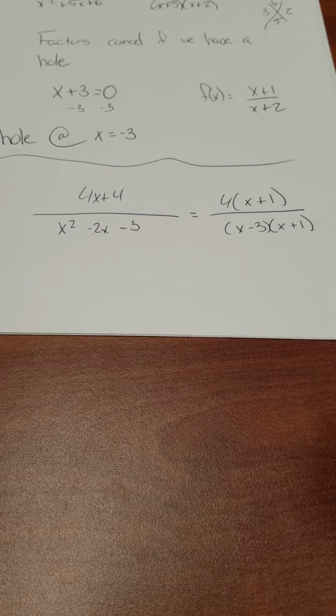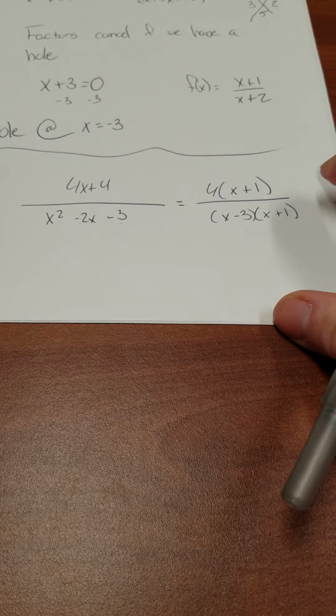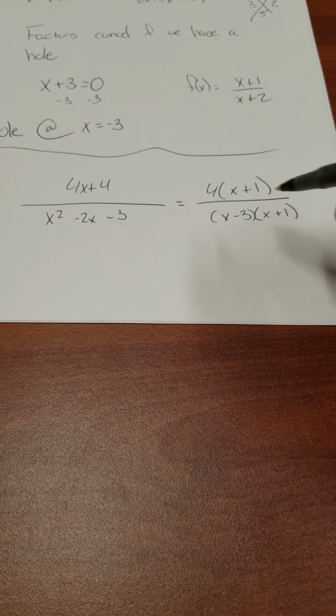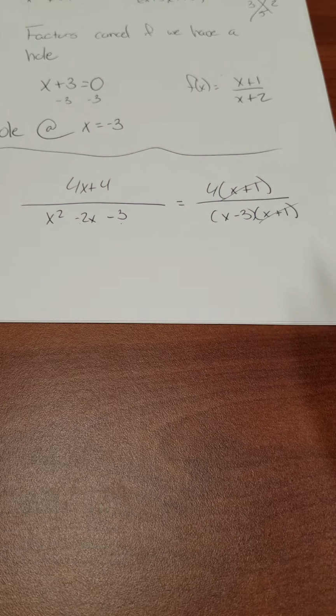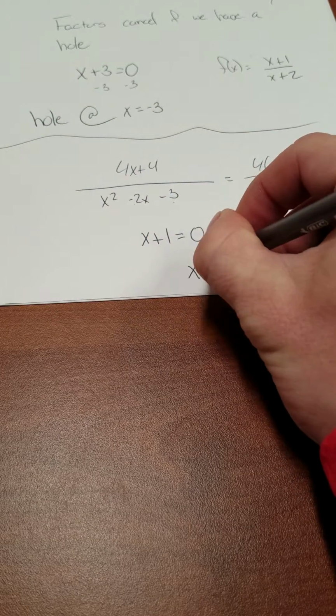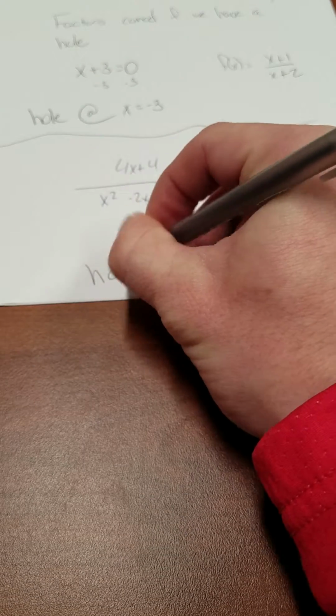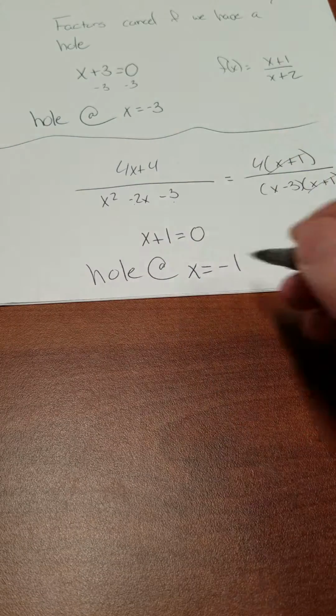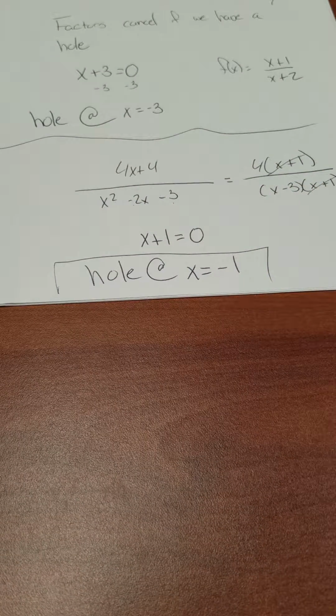All right, now once we have it factored, we analyze and see if we have holes. Does anything cancel? Yes, those two cancel. So we set it equal to 0: x plus 1 equals 0, x equals negative 1, so that means we have a hole at x equals negative 1. So that's an intro to rational functions and also how we find holes in the graph.